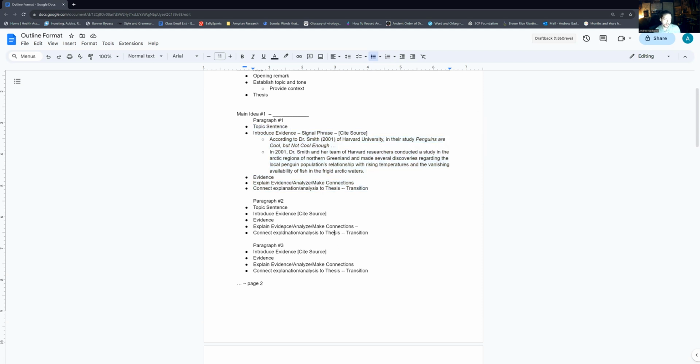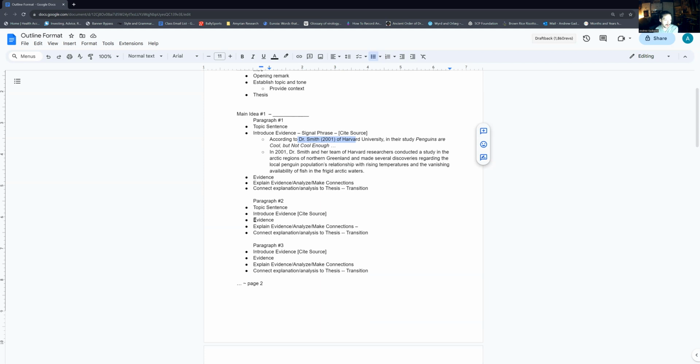Let's say that in paragraph 1 you want to talk about these penguins, and in that paragraph you go on to talk about the disruption of their food chain. Then in paragraph 2 you want to continue using the Dr. Smith source and continue that discussion, but now discuss a different element of it. Maybe you want to talk about polar bear populations as well, and the symbiosis between polar bears and penguins or something.